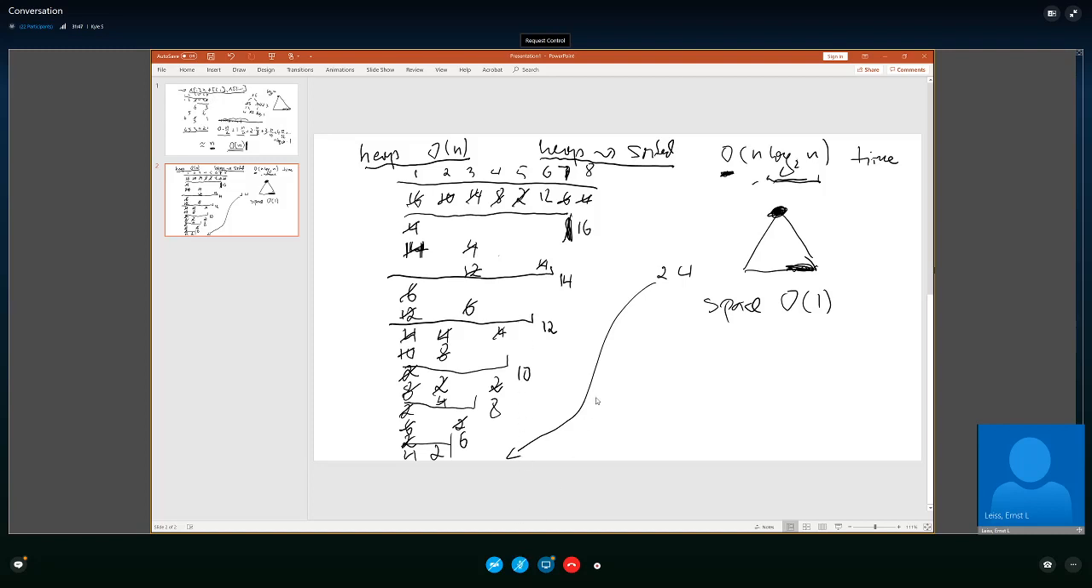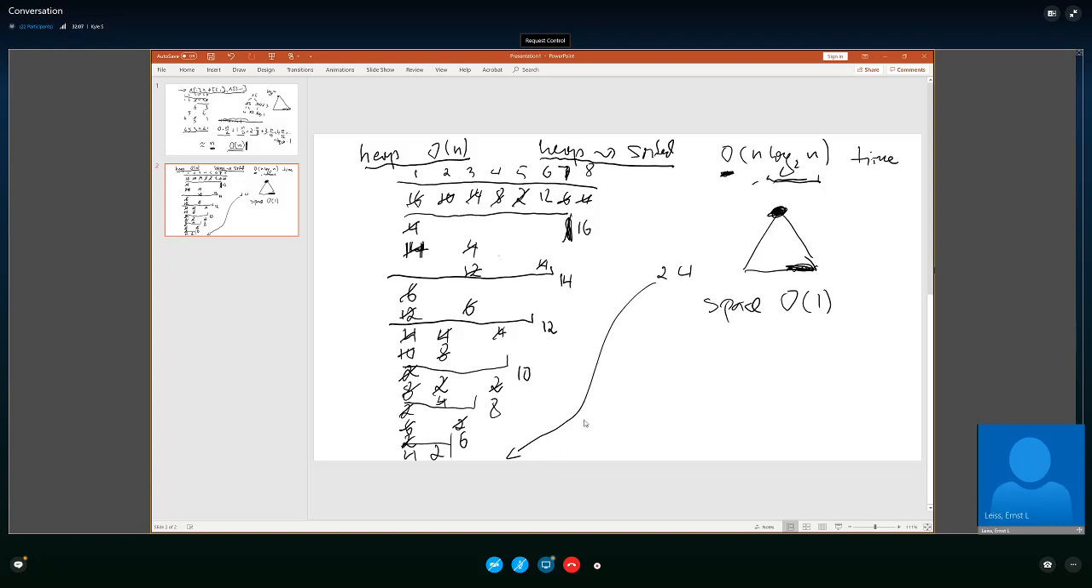Well, there are two arguments. The first one is, of course, it has to be n log n, because if it weren't n log n, then the lower bound that we derived would be wrong. That's sort of an indirect argument.